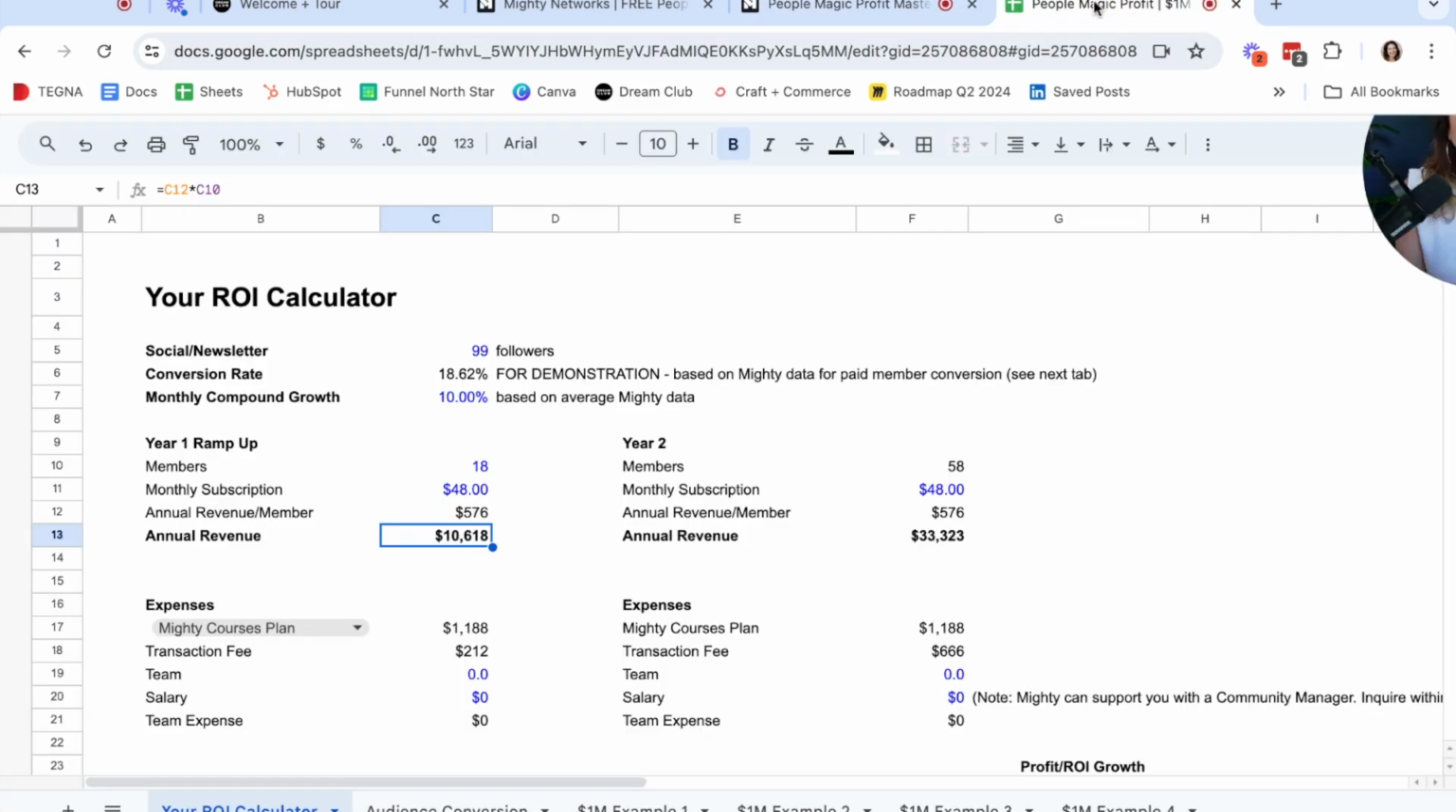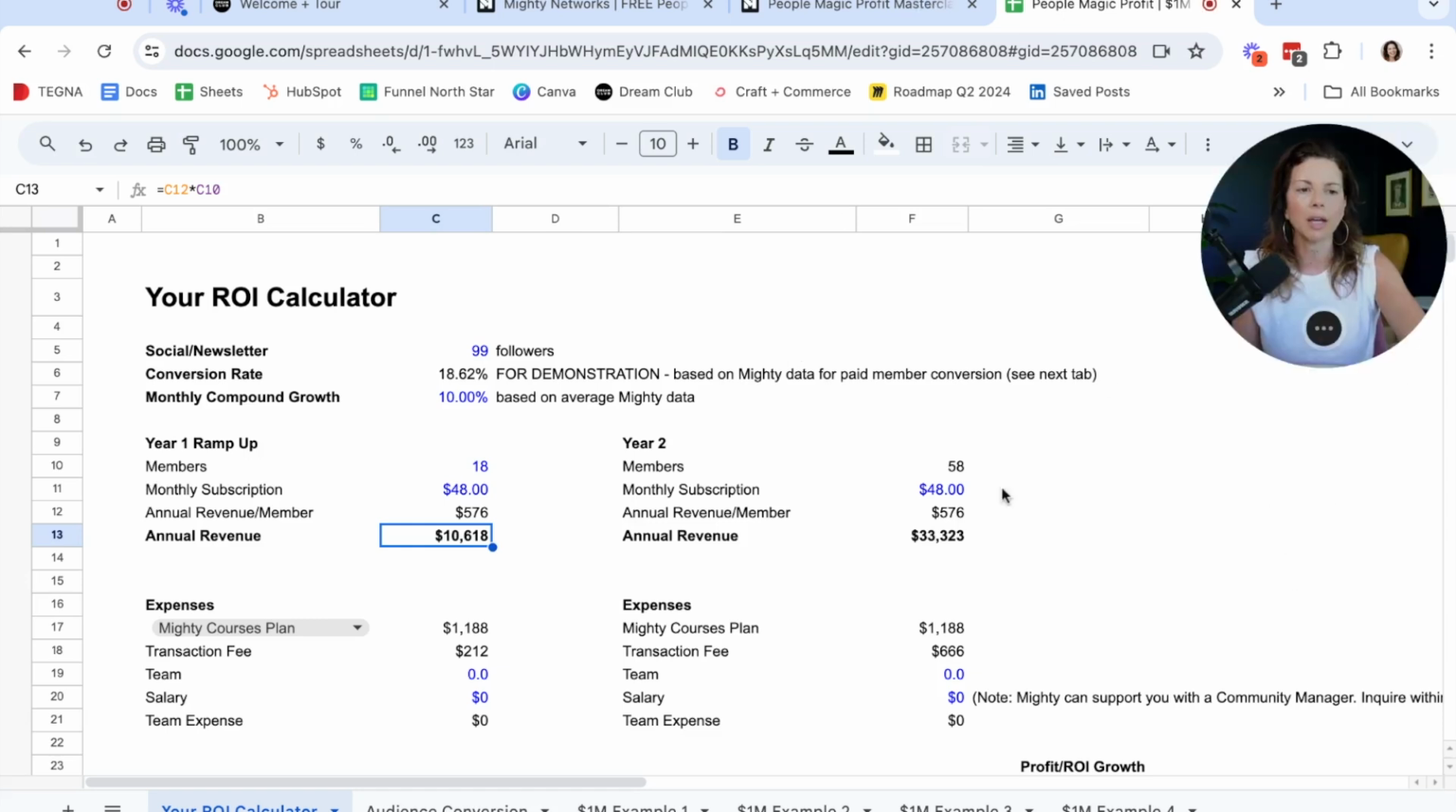And let me just show you what the copy looks like. All right, so this is an example. You would make a copy of this, just a simple Google sheet. And you can see here that you can put in whatever number of followers or email list you have, or you just come up with the number of members that you think you would want to get or could get in your first month. So in this example, this is just the default. This would be 18 people paying you $48 a month or $576 a year for annual revenue of $10,000, just to give you a sense of how it works.